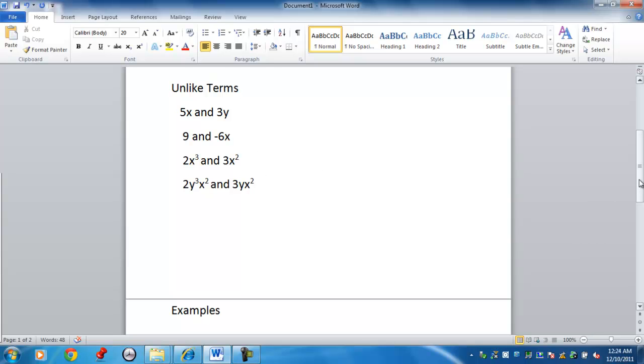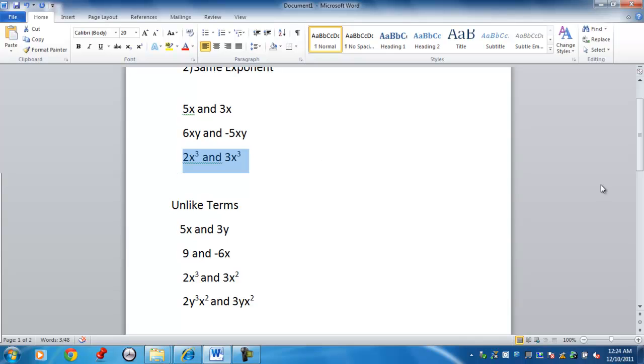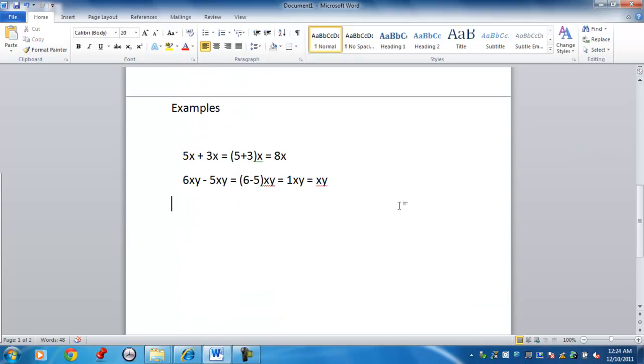Next example, let's say you're going to add together two terms, but they have the same variable with the same exponent. As a result, in this example here, this would end up being 5x to the third power. Again, what you're doing is you're adding a 2 and a 3 together.